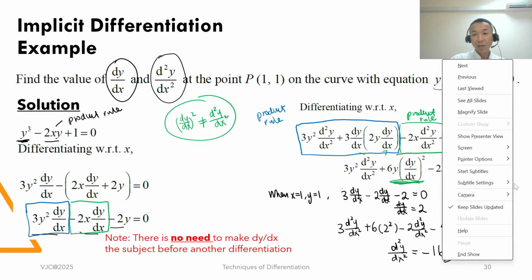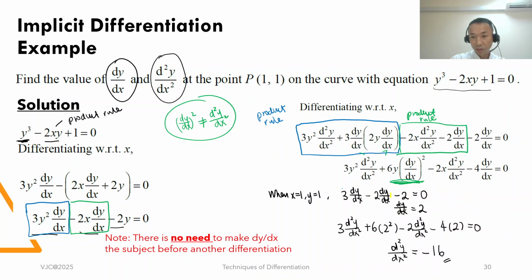So there you got your two answers, 2 and negative 16. I want to emphasize this again, that over here you must use product rule properly. And here your (dy/dx) squared is not d²y/dx². So don't use them interchangeably, because this term and this term are very different. Alright, that's that. Thank you.